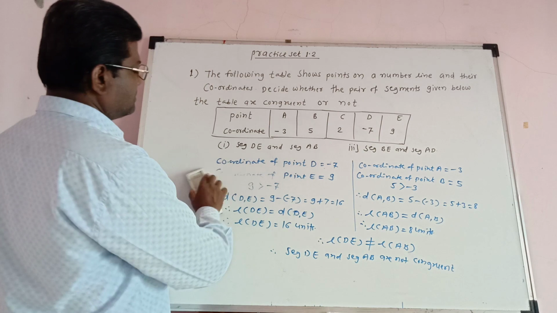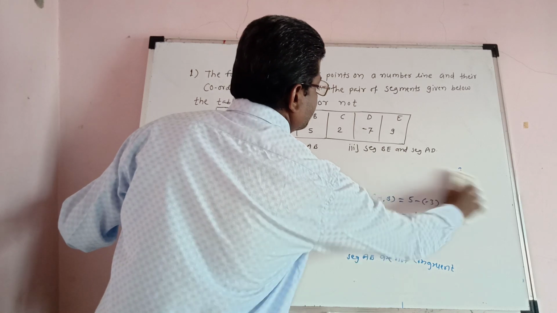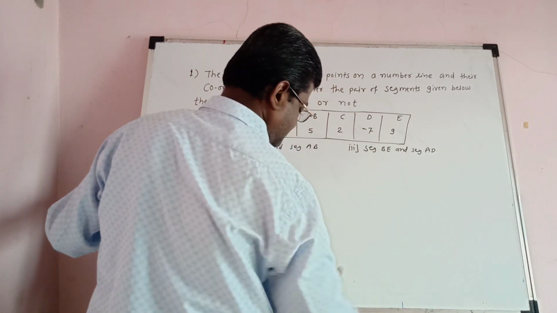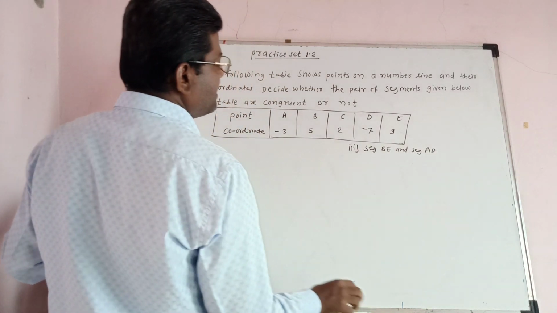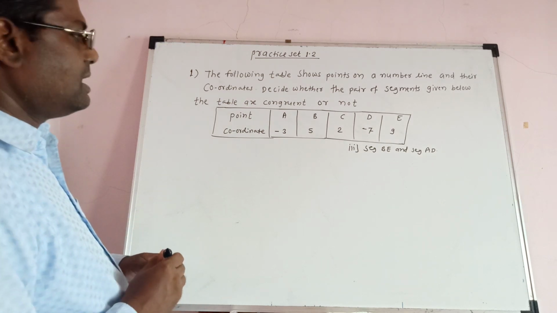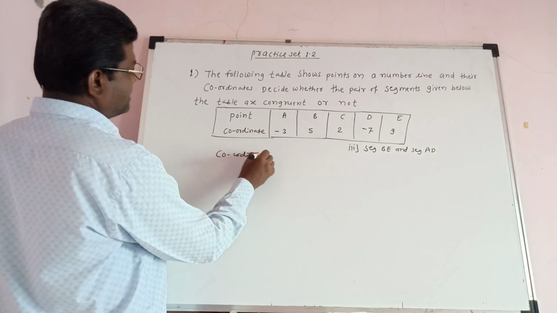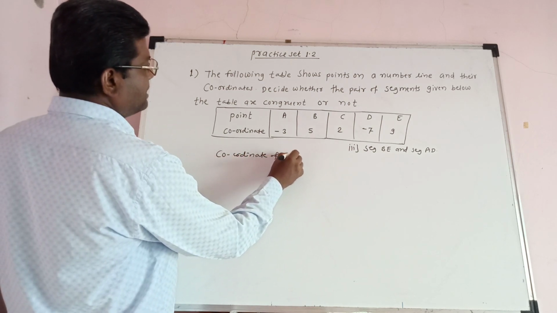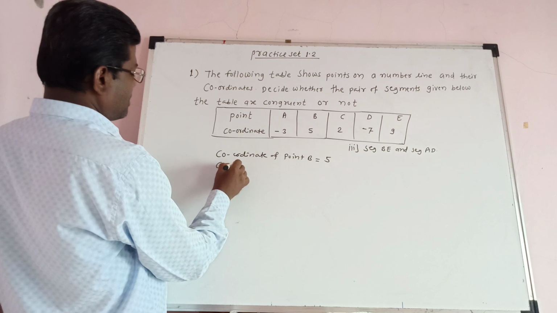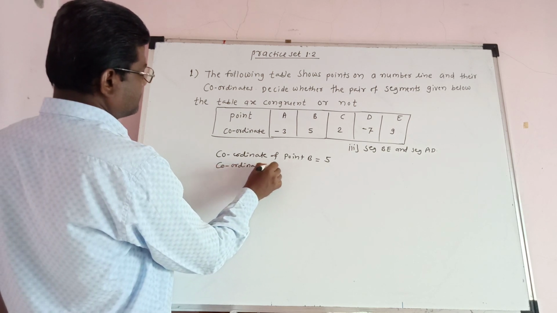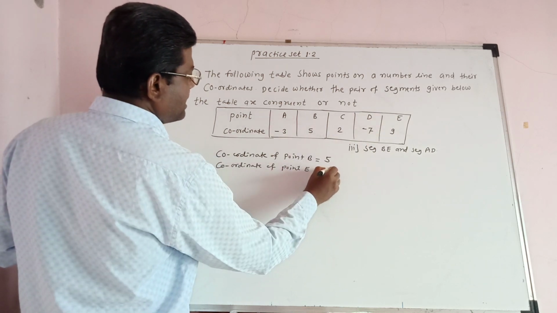Now let us solve the example number 3 from this question. Now example number 3 is a segment BE and segment AD. So we have to write coordinate of point B is equal to 5. Coordinate of point E is equal to 9.